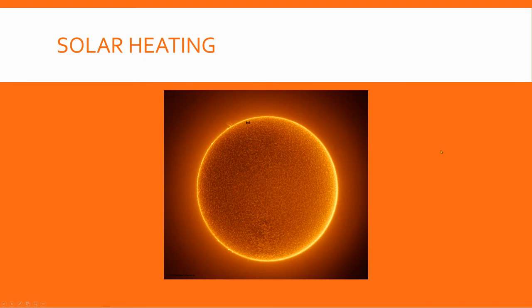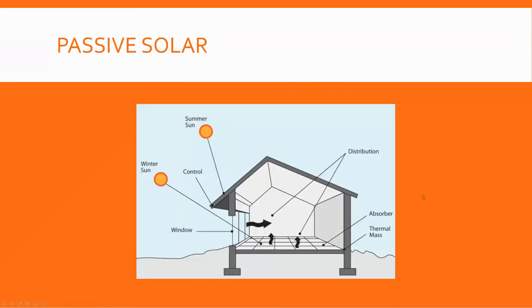All right, so solar heating. Solar heating, we get our heat from the sun. And you can see here's a little satellite cruising around the sun, one of our satellites. All right, this is a passive system. In a passive system, there are no solar collectors. The sun is just going to shine down and heat up the room. All right, it'll heat up the room.